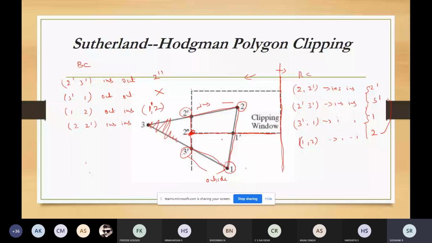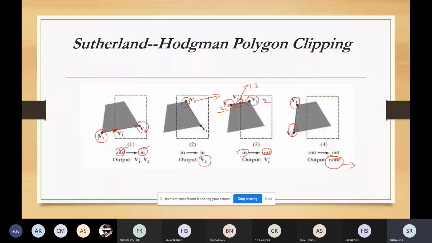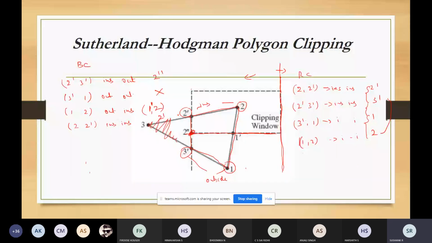And the last case, when both the points are inside, means the second point should be considered. So here we are talking about 2 and 2 dash. When 2 and 2 dash are there, when both points are inside, the second point should be considered. Here, the second point is 2 dash. So after processing through the bottom clipper, this will be my output: 2 dash, nothing is there, 1 dash 2 and 2 double dash.